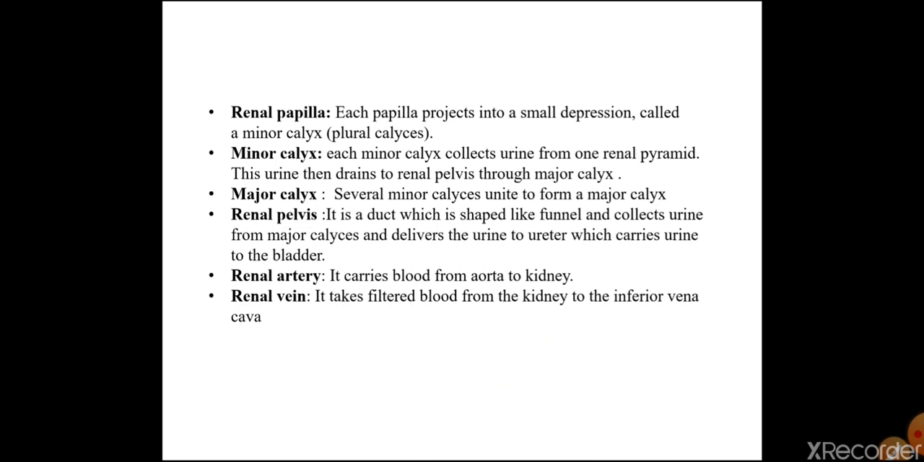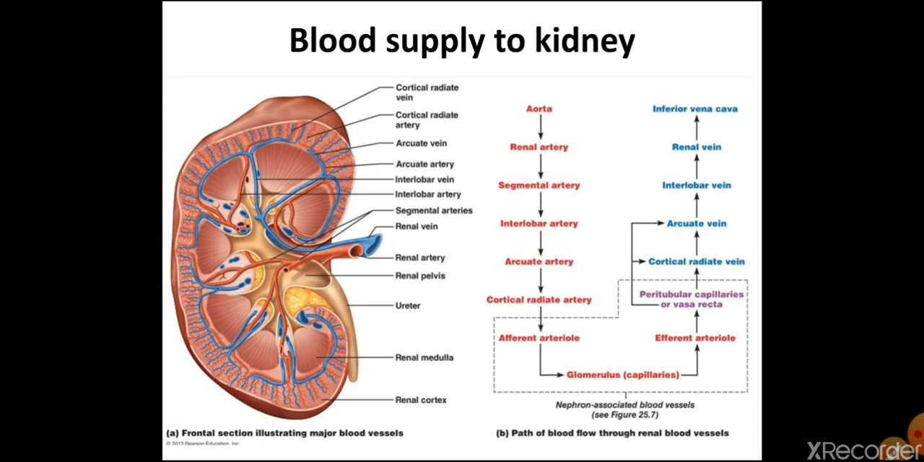The renal pelvis is a funnel-shaped duct that collects urine from all the major calyces and delivers it to the ureter, which carries urine to the bladder. Then we come to the major artery and vein, that is the renal artery and renal vein, which are responsible for blood circulation in the kidney.